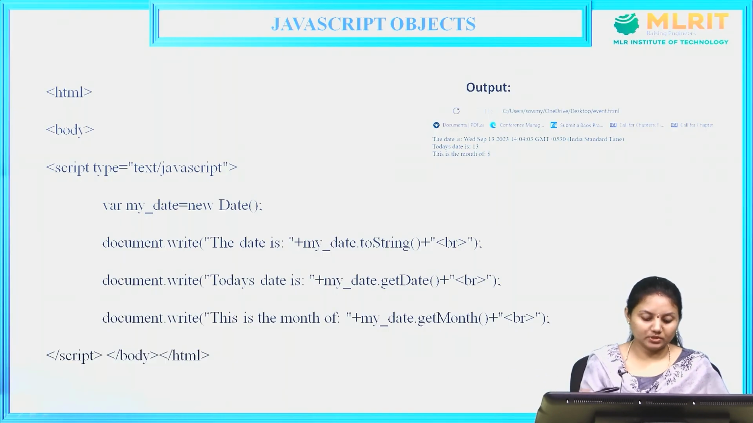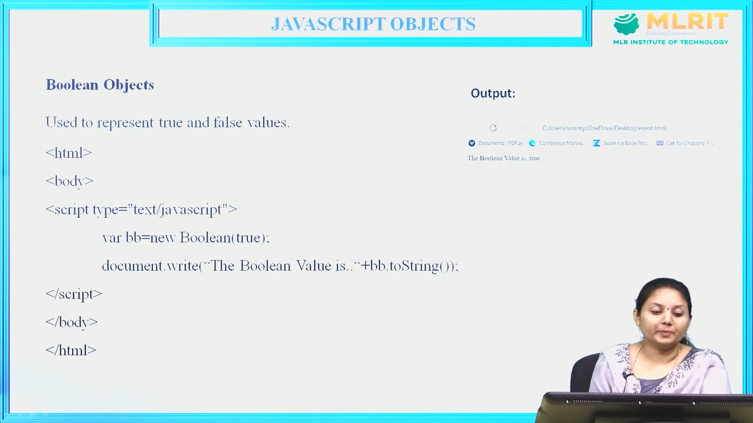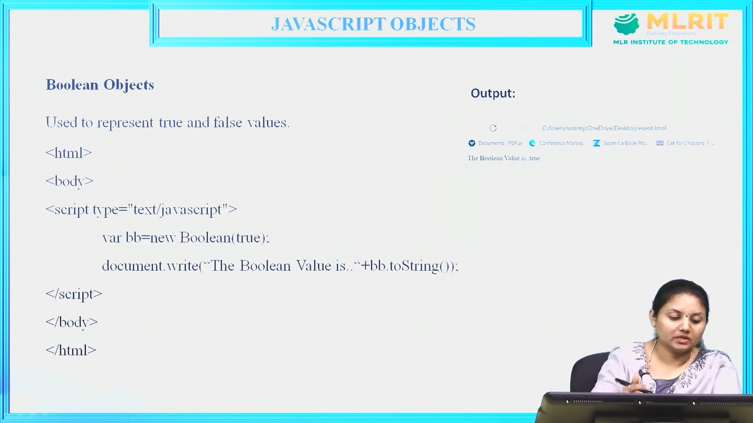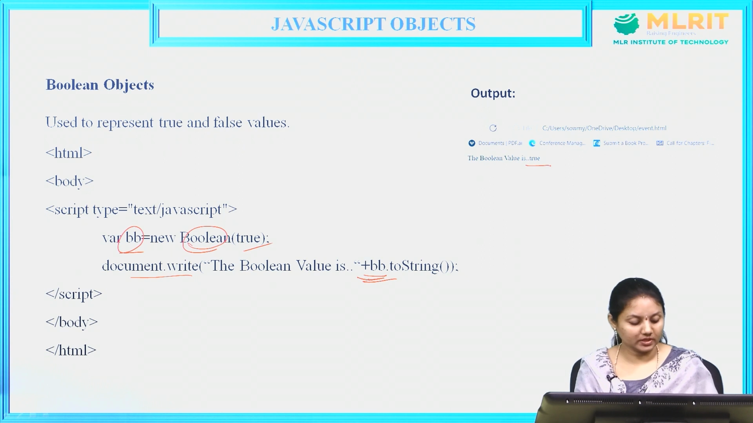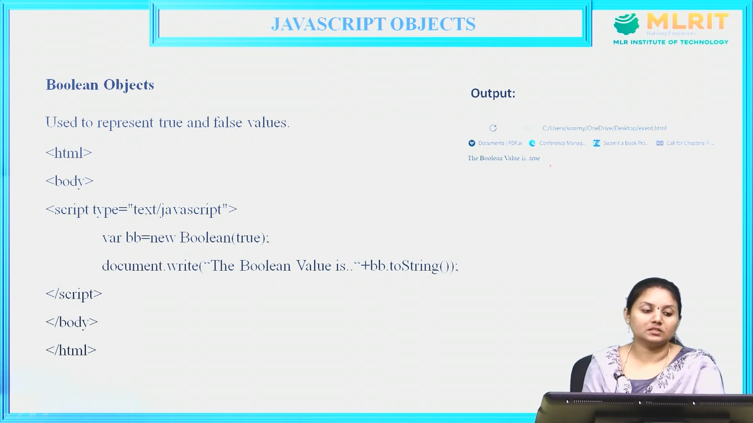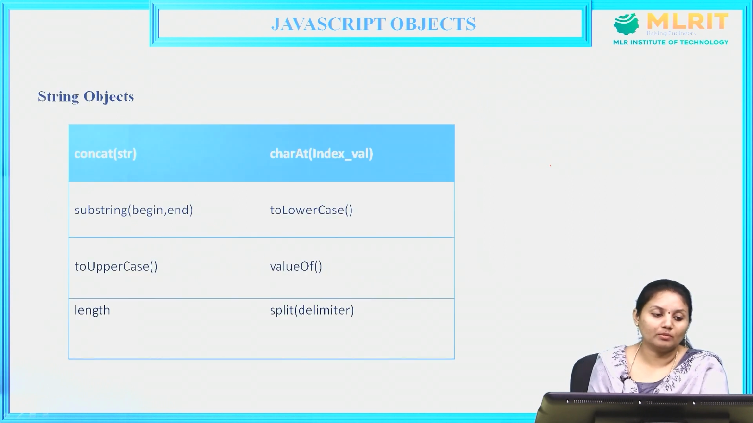Then we move to the Boolean object. The Boolean object is used to represent a true or false value. Here again we are creating an object for Boolean, passing the parameter true, and document dot write this object bb dot to string. So what are you printing? True. Whatever value you pass, it will get printed. This is how you have to use the objects in JavaScript, and the properties are the main thing here along with the objects.